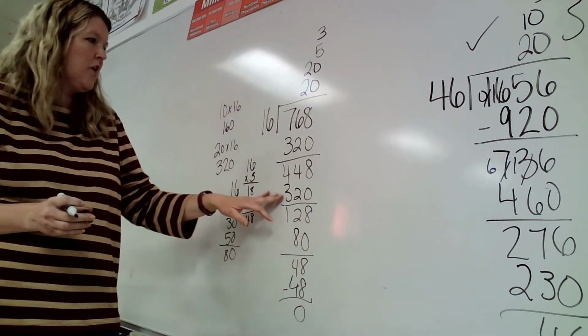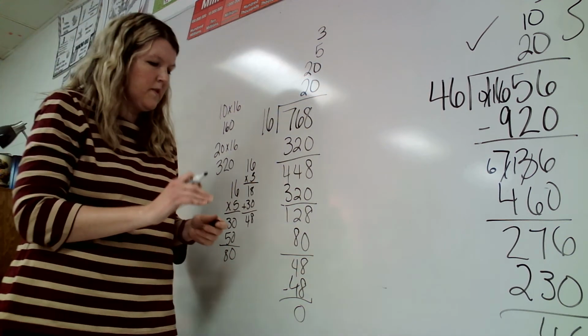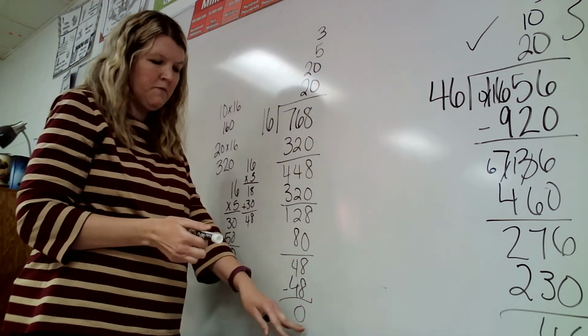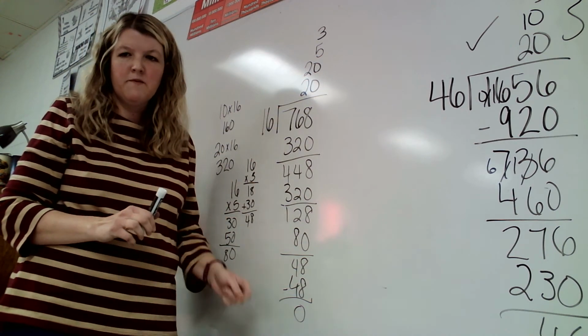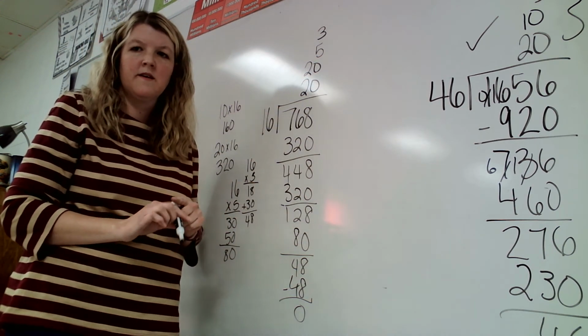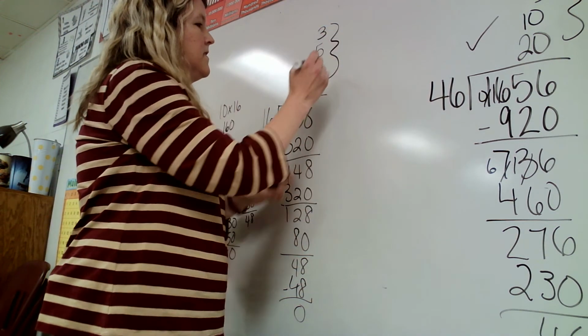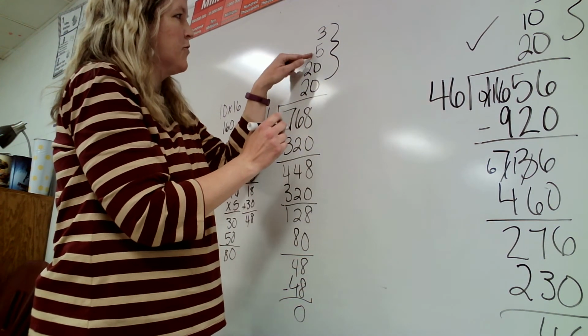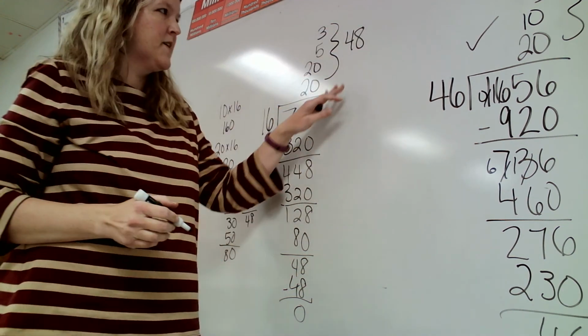So you want to get as close as you can without going over. And so as long as our remainder is 0, or if it's less than the divisor, then that means we've made as many groups as we can make. So then our last step is just to add these together. So that's 20, 40, 45, 46, 47, 48. So my final answer is 48.